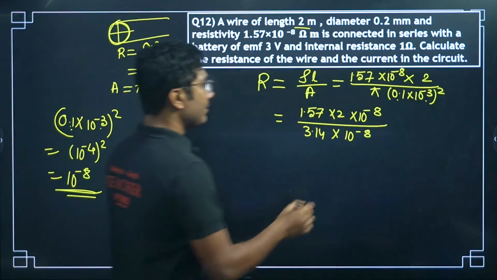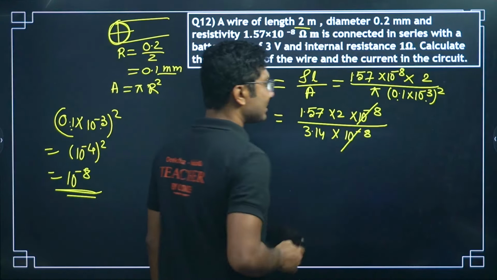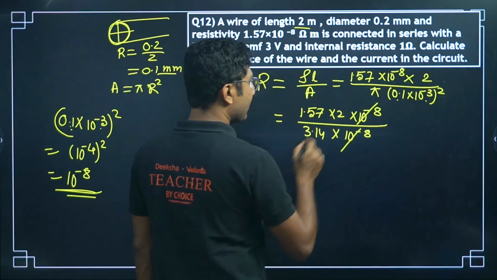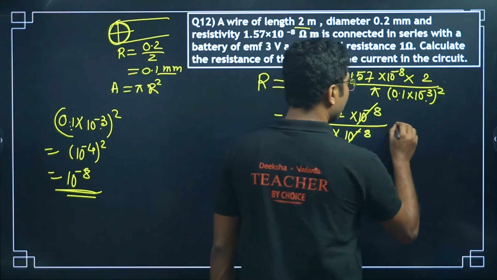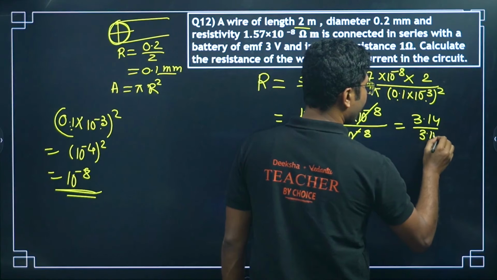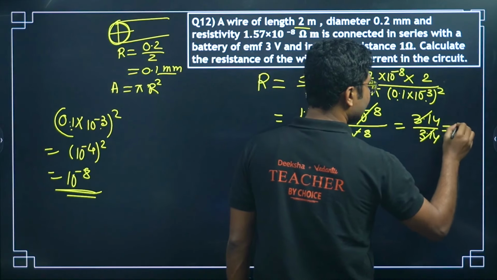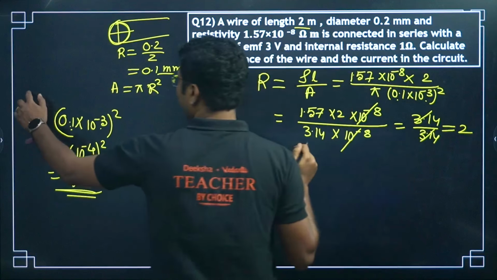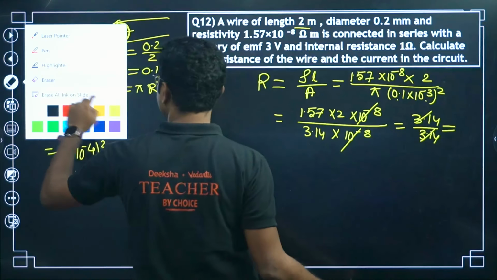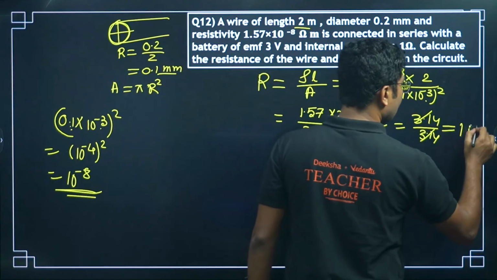So, now 10 to the power of minus 8, 10 to the power of minus 8, everything gets cancelled. So, we get 1.57 into 2. 1.57 into 2 means 3.14 divided by 3.14. So, they get cancelled and you get this value as 1 ohm. So, the resistance of the wire is 1 ohm.